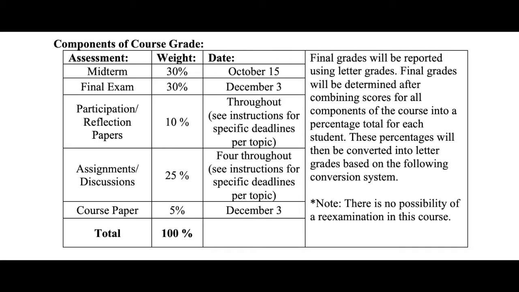Now what you see below this is the different components and the weightings of these different components. You have a midterm and a final, both worth 30%. You have participation and reflection papers that are worth 10%, and the assignments and discussions with those assignments for 25%, and a 5% course paper.